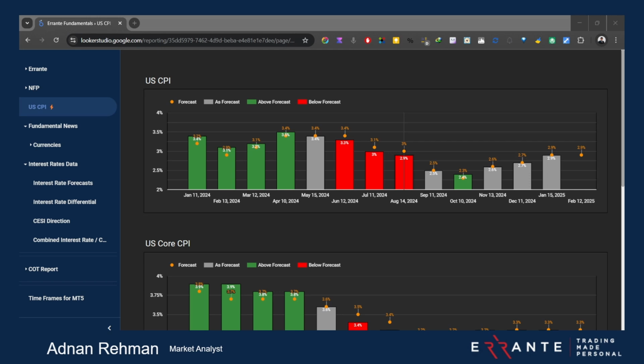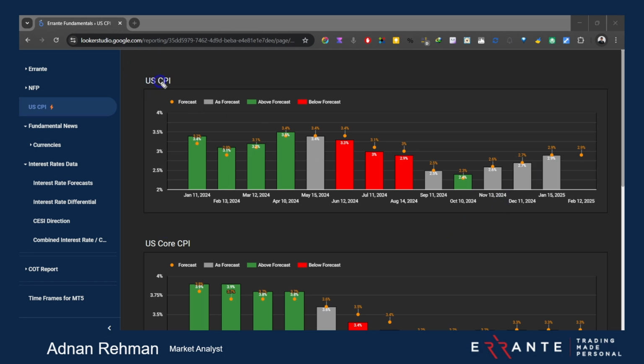Okay, this is the US CPI, the headline one. Keep in mind, the videos from Errante are for educational and analysis purposes as well. So what do we know? When there is no word written with the CPI, that means it's considered as headline. And then for the core, you have the word core written with it. Keep this in mind, this is for you guys who are new to fundamental analysis.